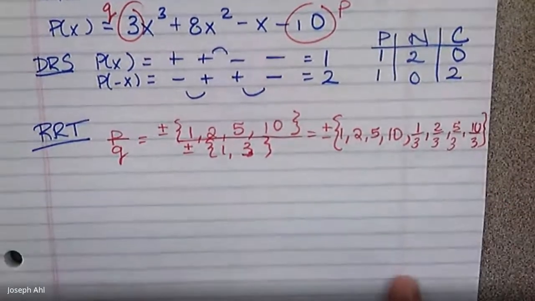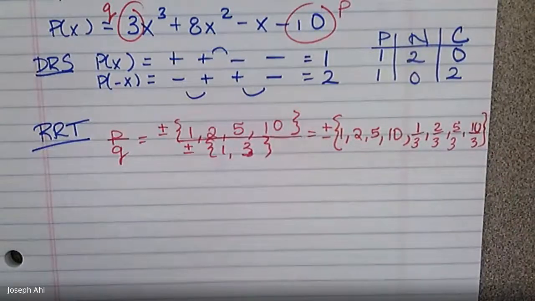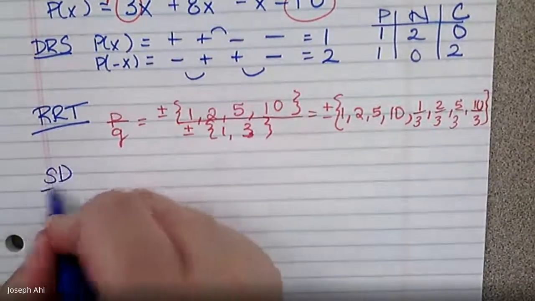So how am I going to eventually reduce this list? Well, maybe by finding sign changes, upper bounds, lower bounds. We have a lot of different tools to use. I'm moving on to synthetic division.